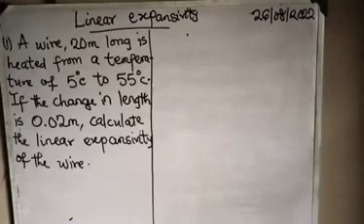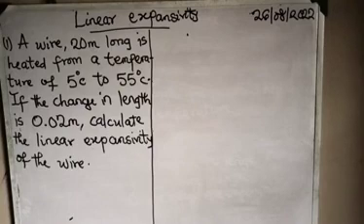All right. This is a question for us to solve, whereby we are going to apply the formula that I gave to you and then get our answer. The question is, a wire 20 meters long is heated from a temperature of 5 degrees Celsius to 55 degrees Celsius. If the change in length is 0.02 meters, calculate the linear expansivity of the wire.